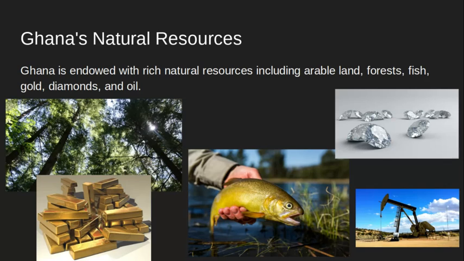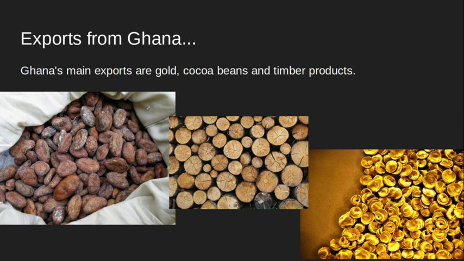Exports. So these are things that they export out of the country, meaning that they have a lot of it. And so these are things that they are willing to sell to other countries that need them. So this brings money into the economy. Mostly the three main ones are gold, timber, and cocoa beans. So these are our big sellers within Ghana. This is where we're going to make a lot of our money.